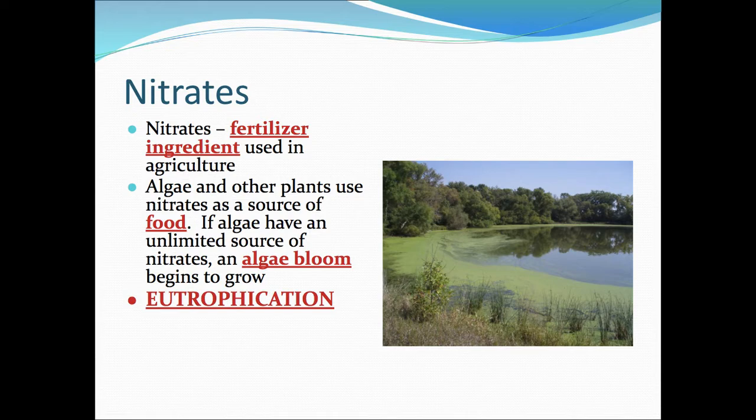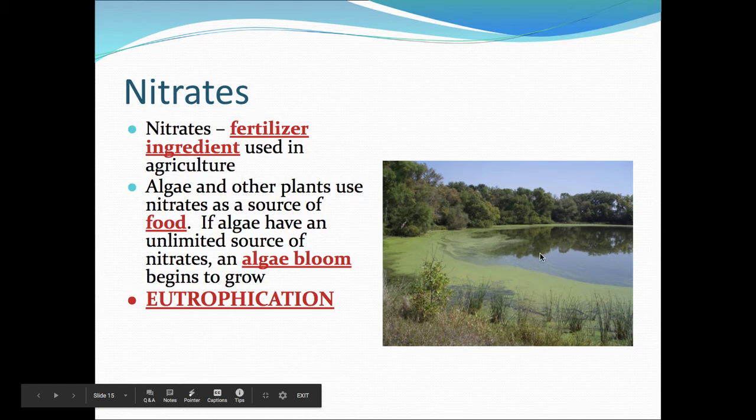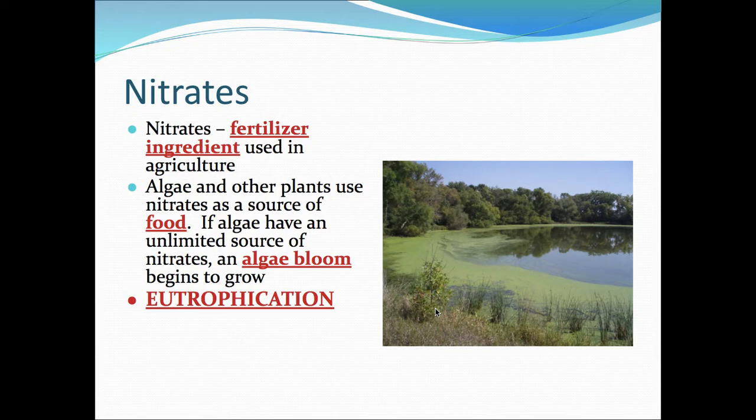Nitrates. So nitrates are an ingredient in fertilizer that we use in agriculture. Maybe if you're getting ready to plant grass seed for the fall or whatever, maybe you're using fertilizers. So algae is not technically a plant. It's this green stuff. It's a protist, but it kind of acts like a plant. It uses the nitrates as a food.